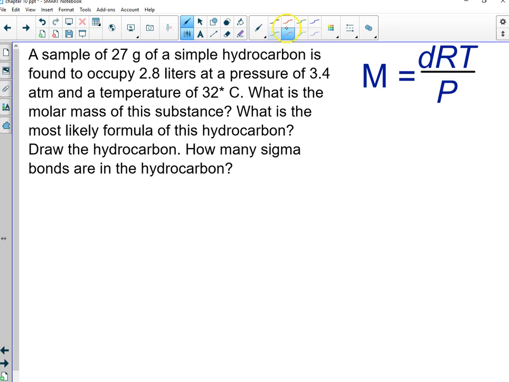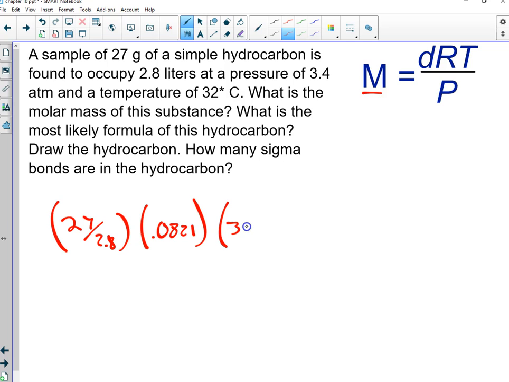All right, so the first step is to find the molar mass using dirt. So the density was 27 over 2.8. I'm going to multiply that by R, 0.0821. I'm going to multiply that by the temperature, 32 ends up to be 305. And I'm going to divide that by, where did I put it? Oh, 3.4. You plug all that in, and what did you end up with?